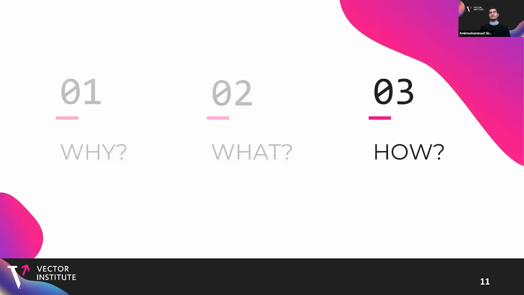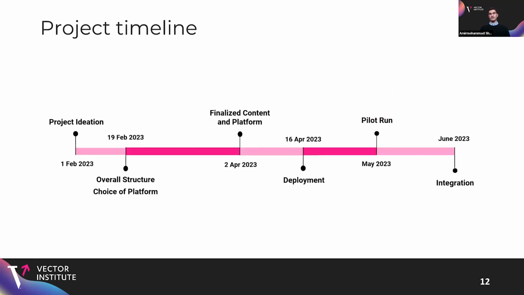And lastly, let's discuss how we created this self-assessment tool. I'll start with the project timeline. On the 1st of February, we came up with the idea that we need to find a way to group our participants into different levels of experience. And we did a lot of research for 3 weeks. And 3 weeks after, we came up with the overall structure and the choice of our platform.